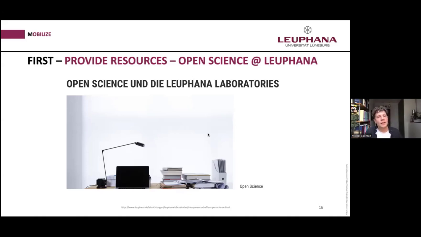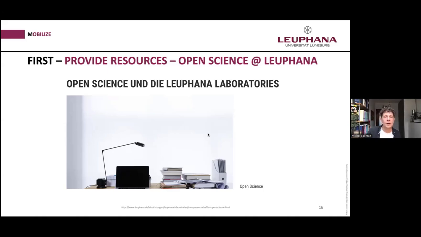So I think providing, as a first step, students with resources that they can use to familiarize themselves with open science is quite useful. And as mentioned in the introduction, I'm also the lab manager for the Leuphana Laboratories, and we have a small section on the webpage from the Leuphana Laboratories mentioning open science and transparency in open science. And there we link the YouTube videos that we developed to introduce students to open science.